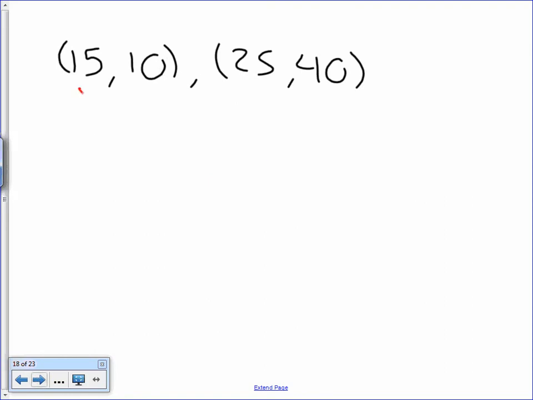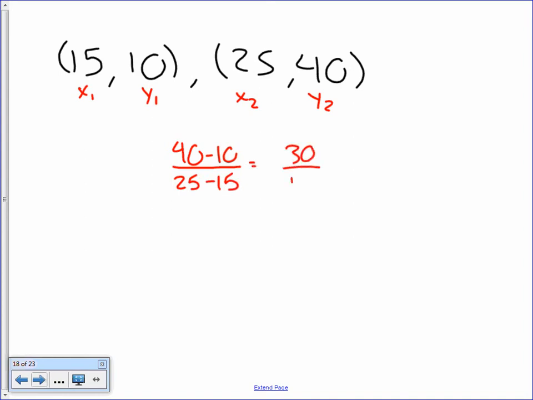So identify one of them as the first point, x1, y1, x2, y2. So y2 minus y1, 40 minus 10, over x2 minus x1, 25 minus 15. So 40 minus 10 will give me 30. 25 minus 15 will give me 10. 30 divided by 10 will give me 3.